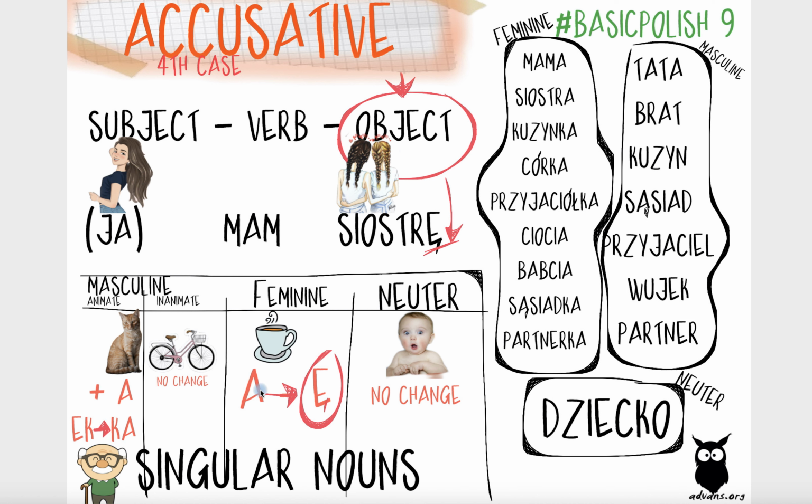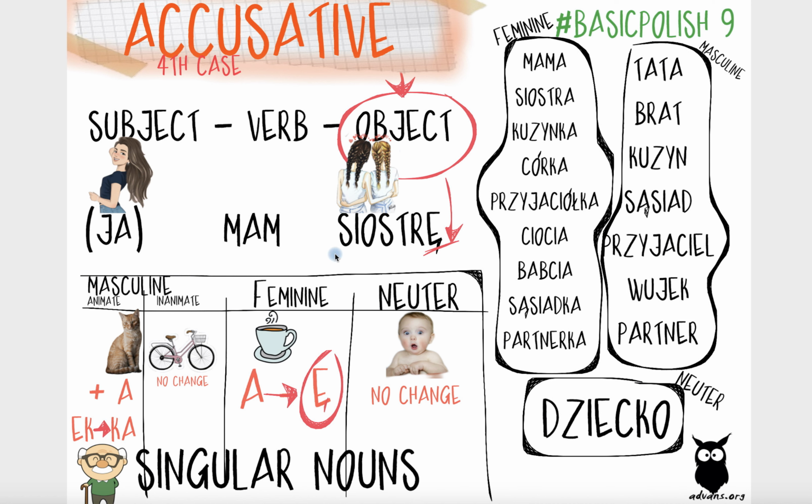What I need to do is change that last vowel a and replace it with ę. So this is the accusative change, right? This is the change that the case is causing. So a changes into ę. So in order to say I've got a sister correctly in Polish, that would be mam siostrę. Siostrę, right? It's no longer siostra, it's siostrę.